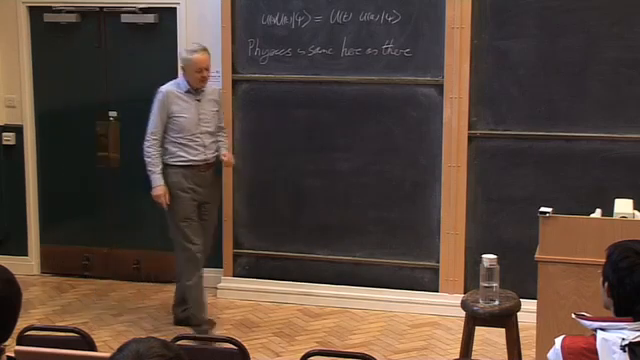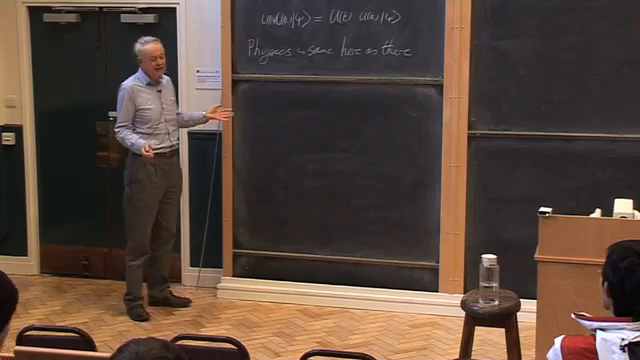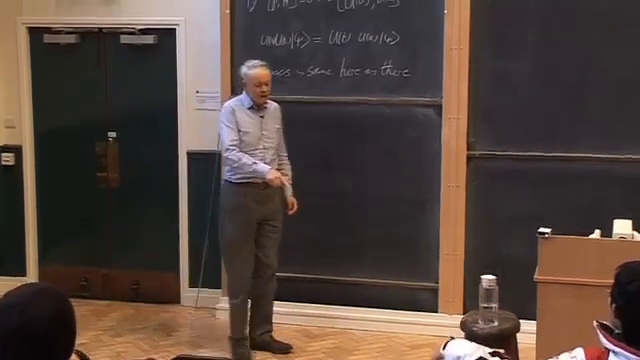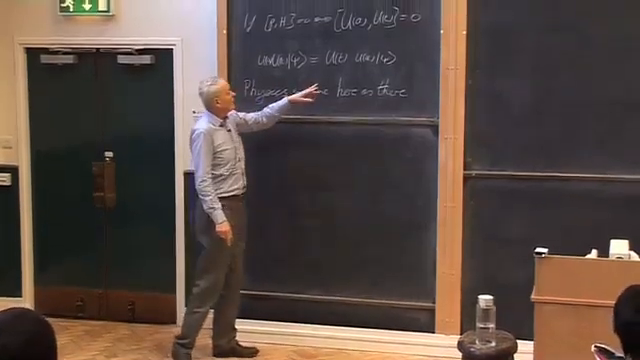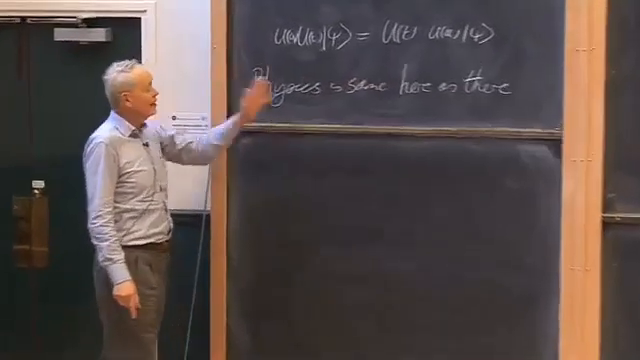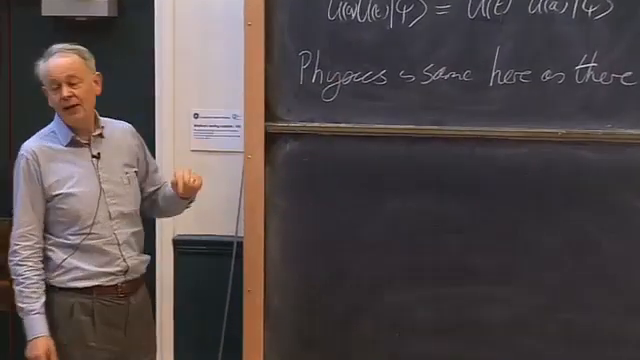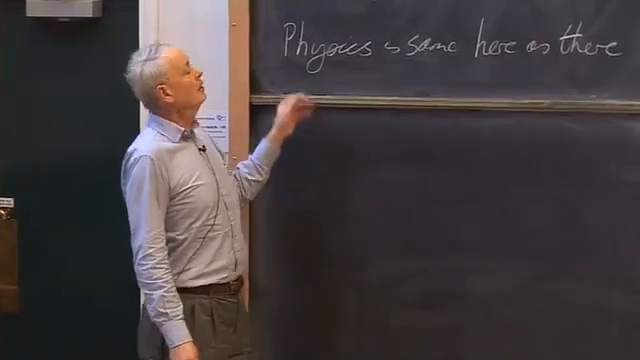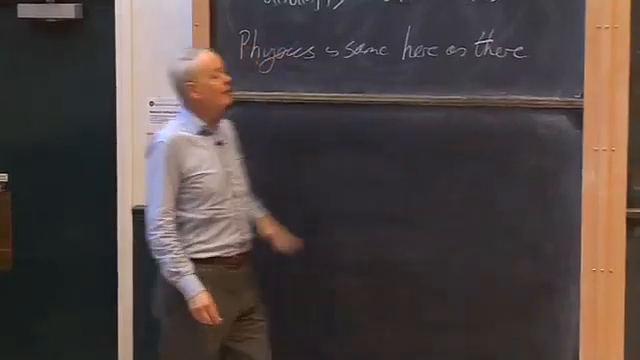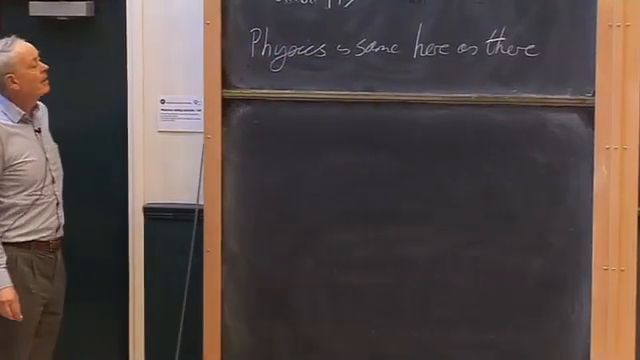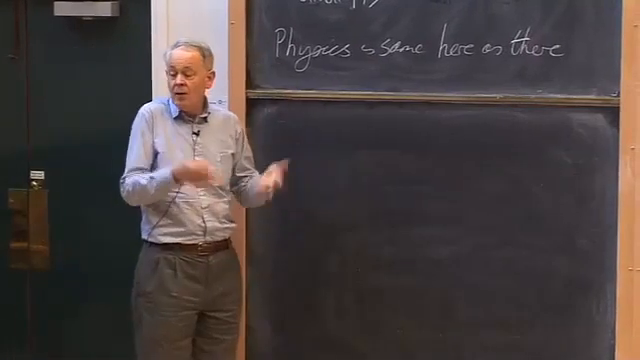So it is by no means obvious, it's not necessarily the case, that it doesn't matter where you conduct your experiments, that evolving it in one place and then shoving it somewhere else is going to give you the same results as shoving it somewhere else now and then allowing it to evolve at that other place. This being the same here and there is a statement about the homogeneity of space.